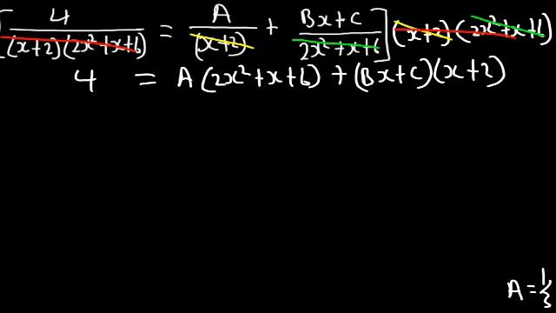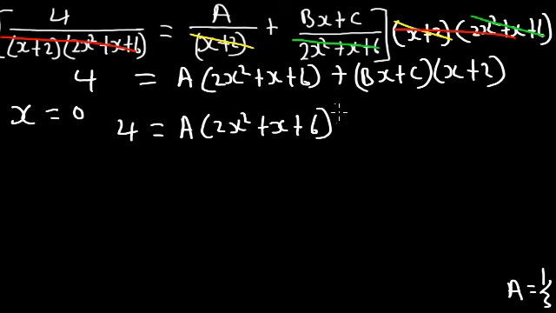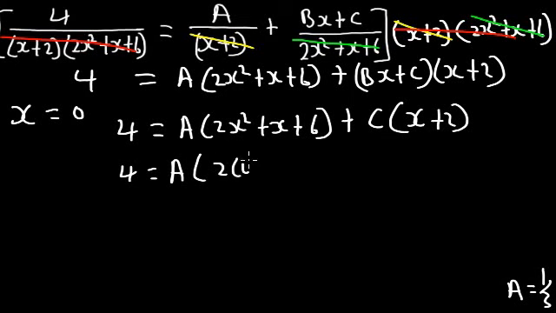Having gotten the value of a, we can now determine the value of c. To determine the value of c, we just need to set x to be equal to 0, as that will help us to make bx to be equal to 0. At x equals 0, we have 4 to be equals to a in the bracket of 2x squared plus x plus 6 plus this has become 0 because b times 0 is 0. And we're left over with c in the bracket of x plus 2. Plugging in that 0, we have a multiplied by 2 times 0 squared plus 0 plus 6 plus c in the bracket of 0 plus 2.